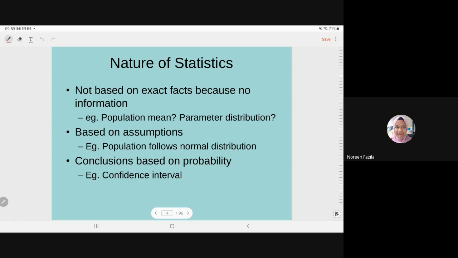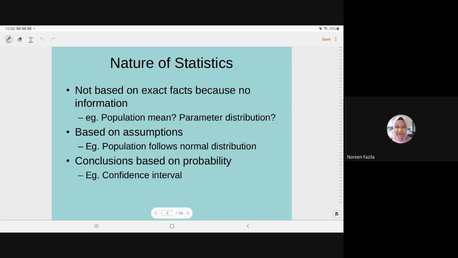So, the nature of statistics. When we want to use statistics, we have to understand the nature of statistics, because statistics are not perfect. It has its weaknesses, its strengths and also its limitations. So we should not use statistics beyond its limitations, otherwise it will not give us the correct information. The nature of statistics is that it is not based on exact facts because we do not have the information.